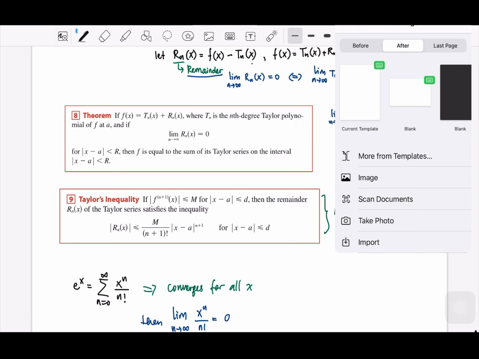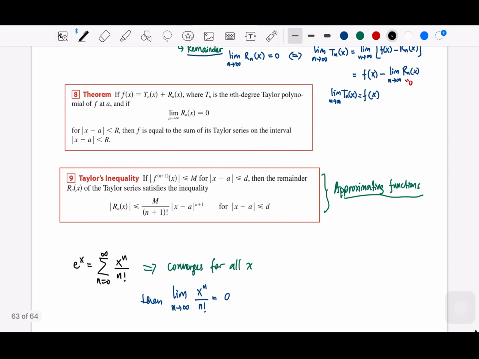Okay, let's move to the next page. But if you want to write notes, you can write for a while.